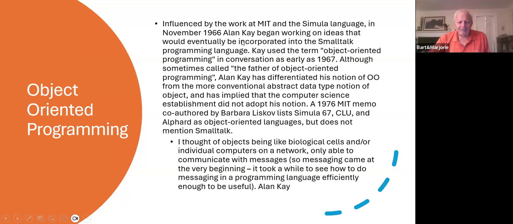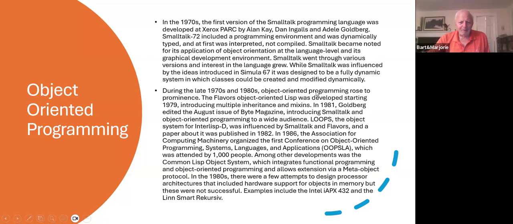In 1966, Alan Kay began working on these ideas that eventually would be incorporated into the Smalltalk programming language, which was object-oriented. And Kay used the term object-oriented as early as 1967, and this is one reason why he's called the father of object-oriented programming. But in fact, what he had to say was, I thought of objects being like biological cells or individual computers on a network, only able to communicate with messages. So messaging came at the very beginning. It took a while to see how to do messaging in a programming language efficiently enough to be useful. This again was the crux of it. And this comes from a 1976 MIT memo.